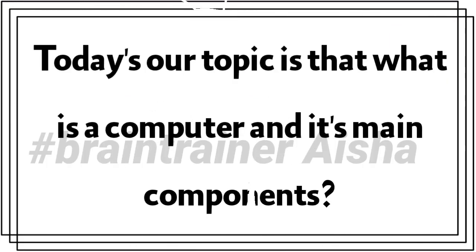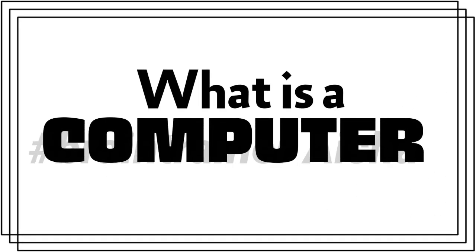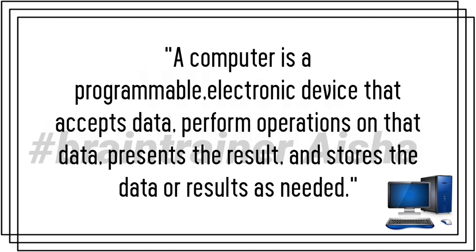Today our topic is what is a computer and its main components. What is a computer? A computer is a programmable electronic device that accepts data, performs operations on that data, presents the result, and stores the data or results as needed.